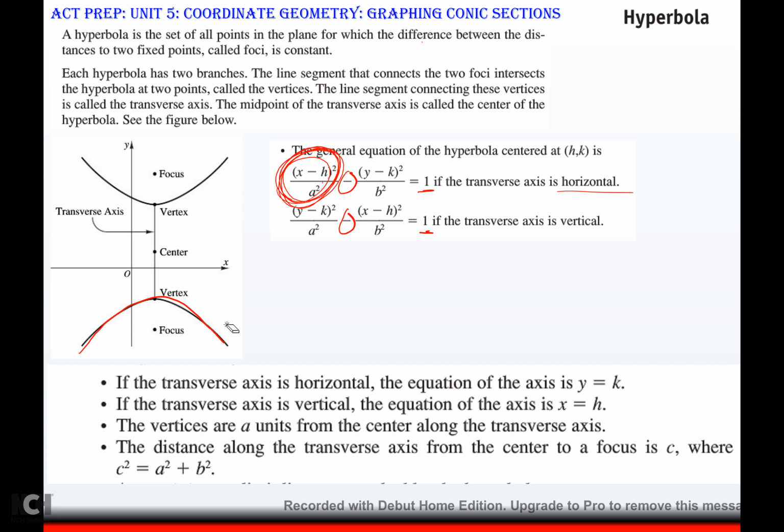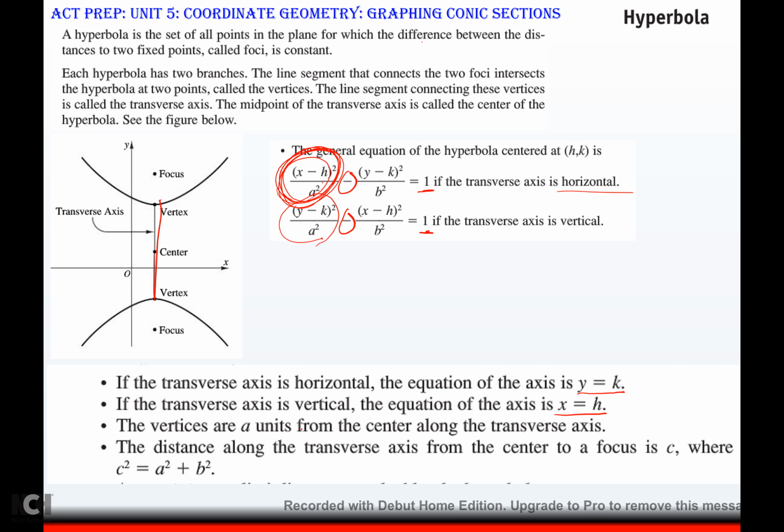Oh, so that's not this one. This transverse axis is vertical, so that's when a squared is underneath. In other words, when the y squared is first. If the transverse axis is horizontal, the equation of the axis is y equals k. If the transverse axis is vertical, then the equation of the axis is x equals h.